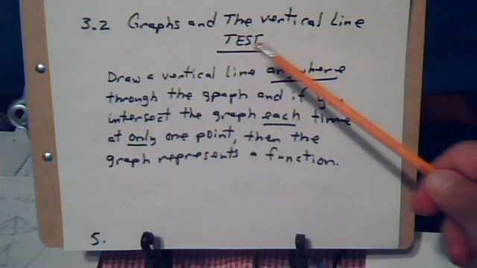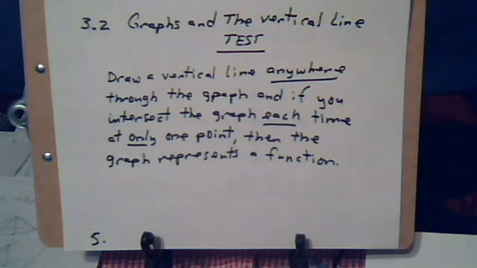Graphs and the vertical line test. We would like to know if a graph represents a function. And it's very simple. All you have to do is draw a vertical line through it. If you draw a vertical line anywhere you want, and you always intersect just one point of the graph, then that graph is a function. If you intersect more than one point of the graph with a vertical line, then that graph is not a function.